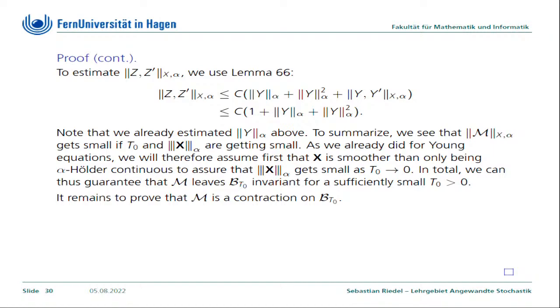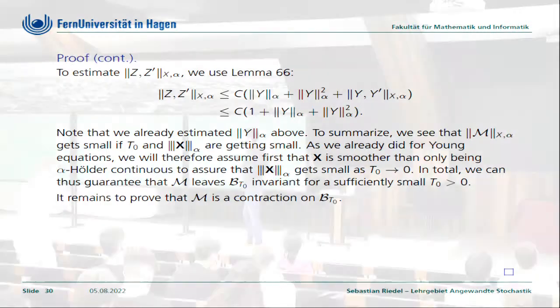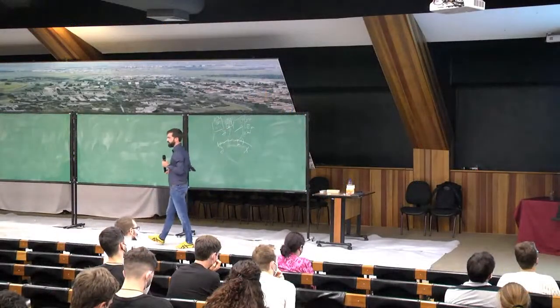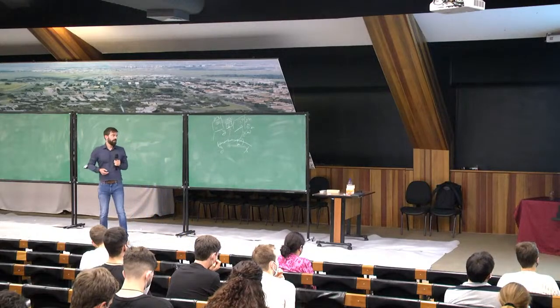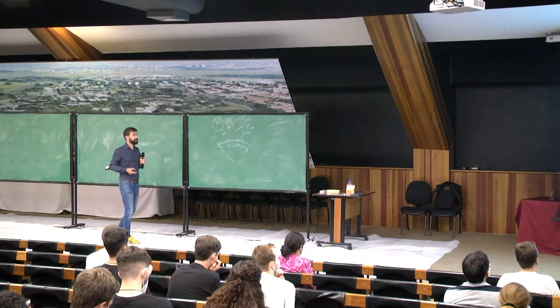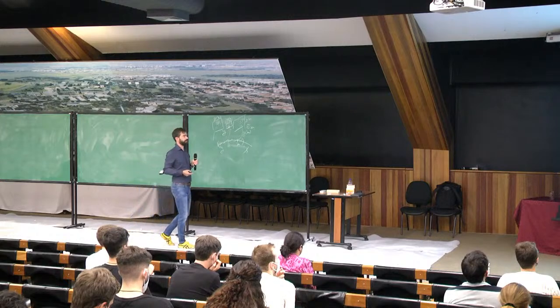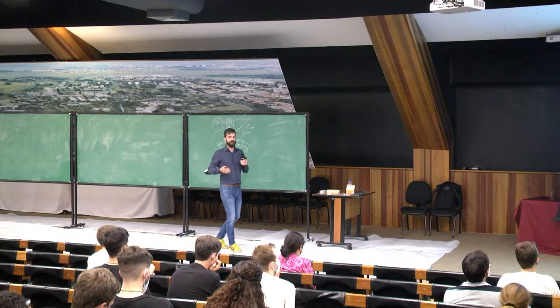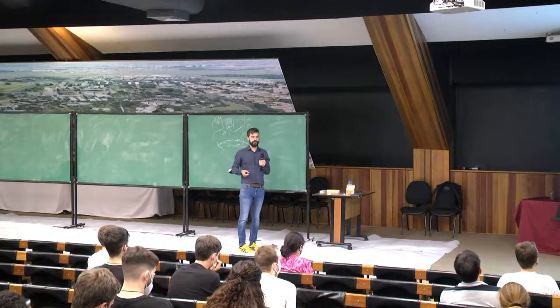Okay, so this was the first point. So we still have to prove that M is a contraction. To do that, what one has to do is estimate at some point the difference of two rough integrals.